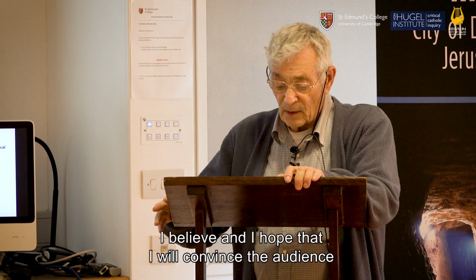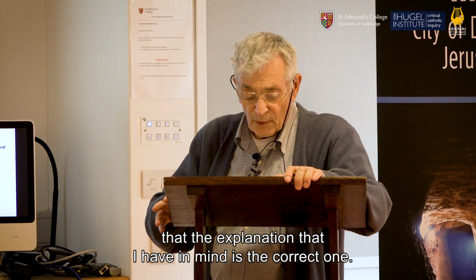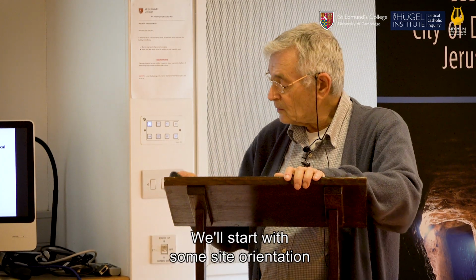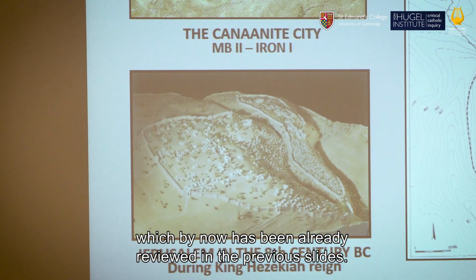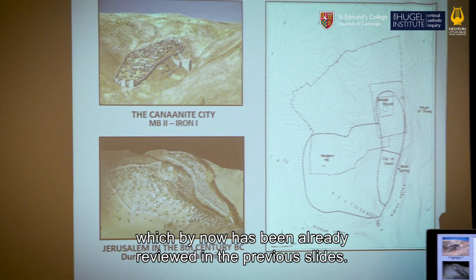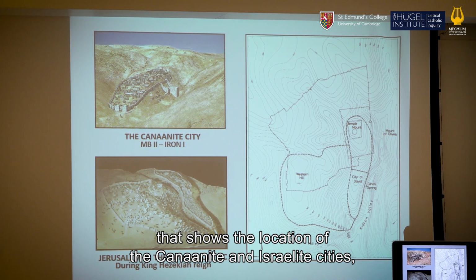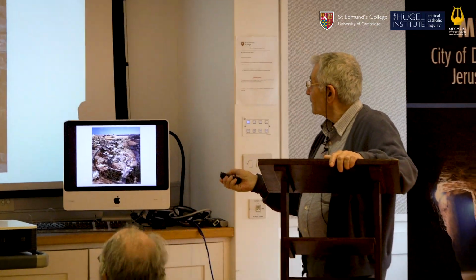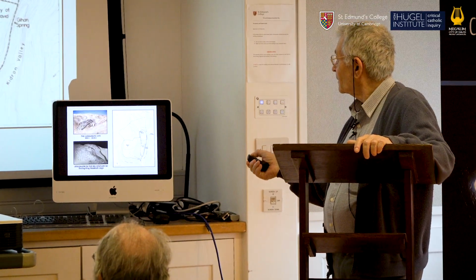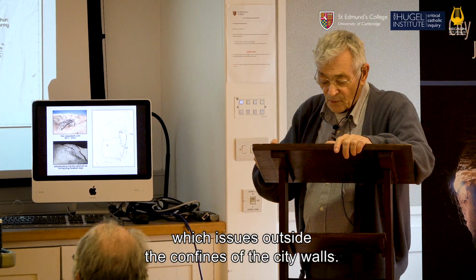I believe, and I hope that I will convince the audience, that the explanation that I have in mind is the correct one. We'll start with some site orientation, which by now has already been reviewed in the previous slides. In this topographic map of Jerusalem that shows the location of the Canaanite and Israelite cities, the only perennial water source in the area is the Gihon spring, right here, which issues outside the confines of the city walls.